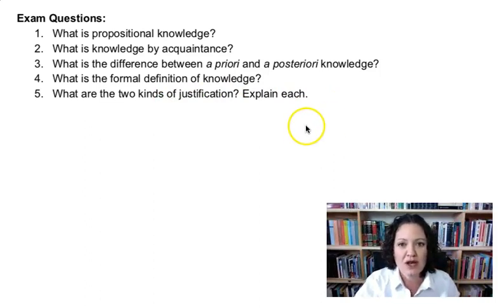All right, now from here, we're going to see what can we know. We're going to start getting into concepts, judgments, and arguments, and doing a little more logic. All right, look forward to it.